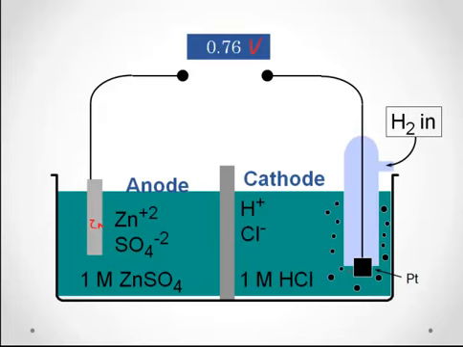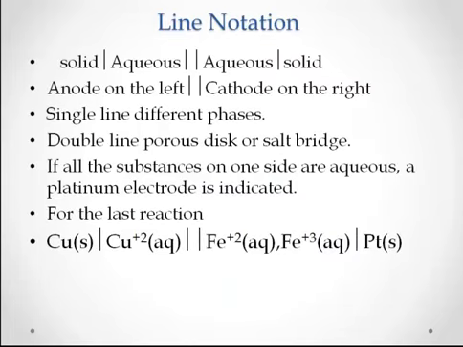So we start with looking at what's called line notation, and there are just a couple of basic rules we have to pay attention to. First of all, we write the solid. In the last reaction we had copper, and then whatever liquid was floating around, in that case Cu2+. Then we write a line representing either the salt bridge or the porous disk, which separates the two beakers. And then whatever else is aqueous, in the last one it was Fe2+ and Fe3+.